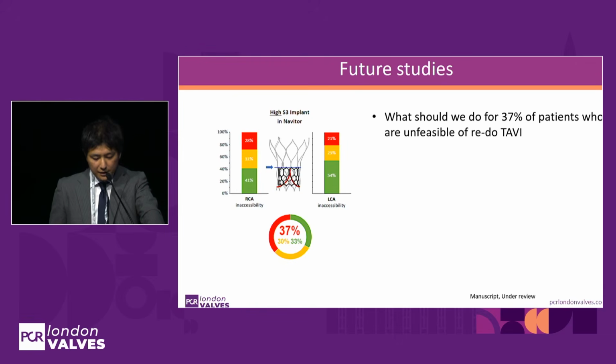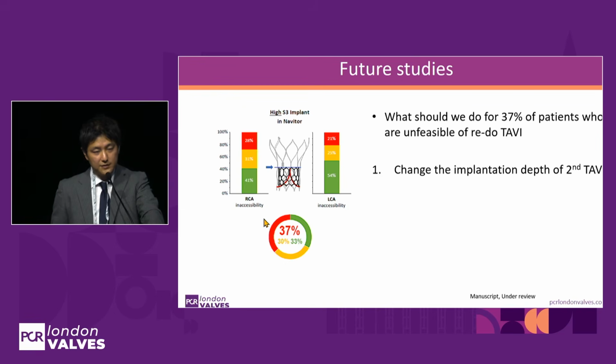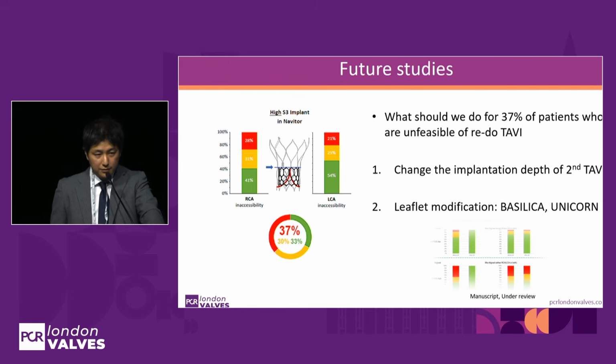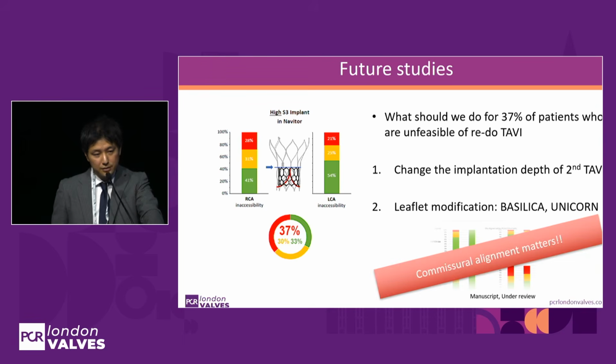And finally, what should we do for the 37% of patients who are unfeasible for redo TAVI? We can change the implantation depth of the second TAVI, or we can do a leaflet modification like BASILICA or UNICORN. And for effective leaflet modification, we know that commissural alignment is very important, and we are investigating the impact of commissural alignment on redo TAVI feasibility.